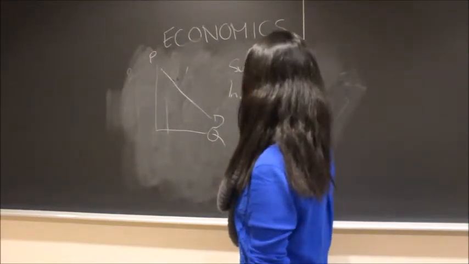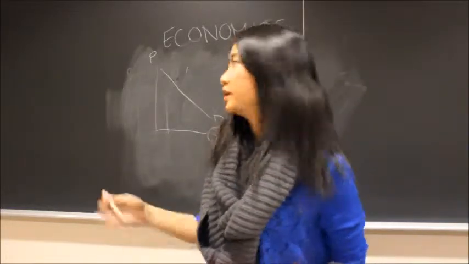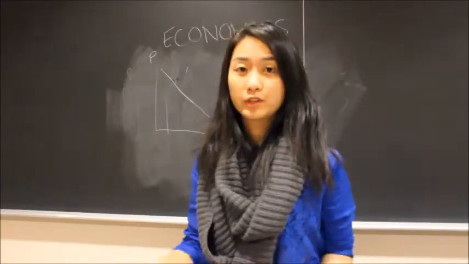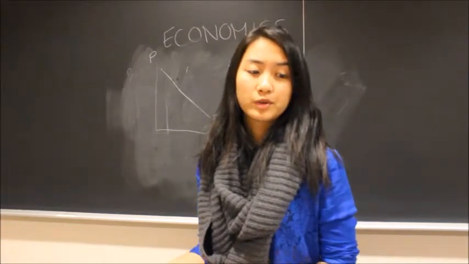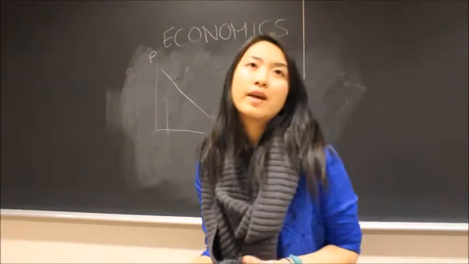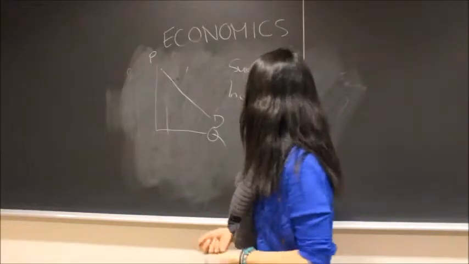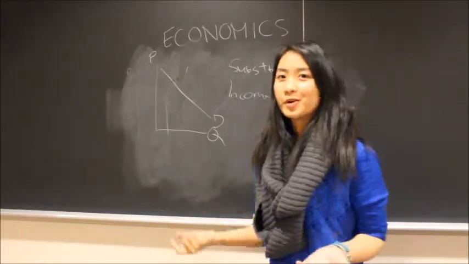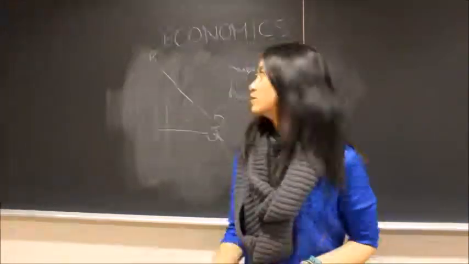So the substitution effect is basically when the price of the good rises and it's really high, then the consumer will substitute its purchase for that item for another item that will be its substitute. So an example would be substituting margarine for butter, or rather butter for margarine, because butter is more expensive. The second one is the income effect.